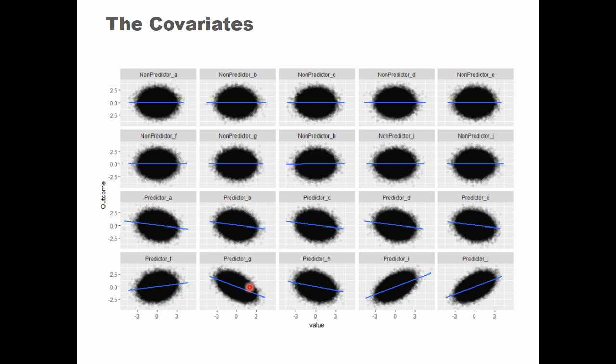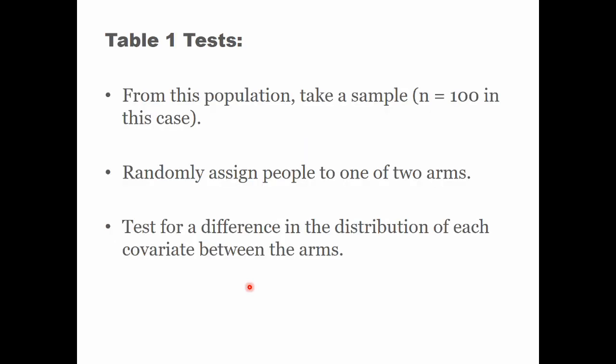So we've got non-predictors and we've got predictors. The next thing we need to do is go through and think about what these Table 1 tests tell us. So what we'll do is take from this population a sample of 100. I'll just randomly pick 100 out of the 100,000 simulated patients, and then randomly assign people to one of two study arms, active and control. Then for each of the 20 covariates, we'll do a simple test of whether we see a difference between the arms.